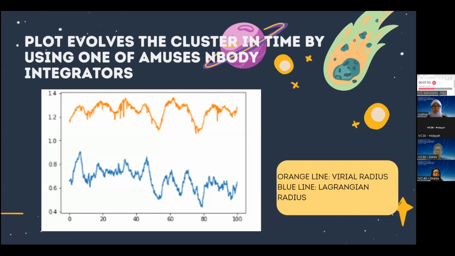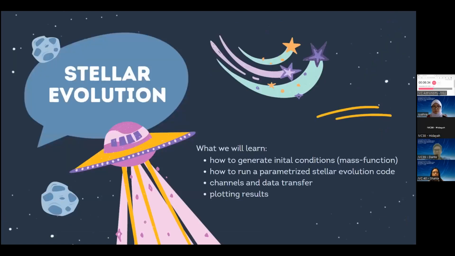As for the virial radius, it's the radius at which the virial theorem applies on a gravitationally bound astrophysical system. The virial theorem relates the total kinetic energy of a self-gravitating body to the motion of its constituent parts. Both of these graphs depend on the movement of the stars, so the graph shapes are similar. That's all for the n-body simulation. Next, we will discuss stellar evolution using AMUSE with another group member.